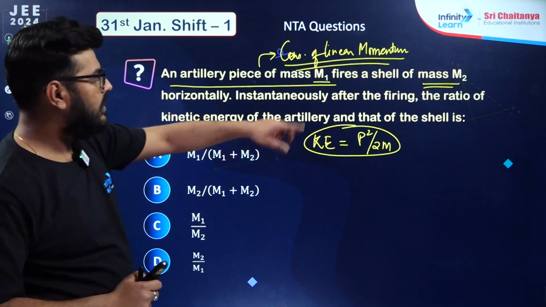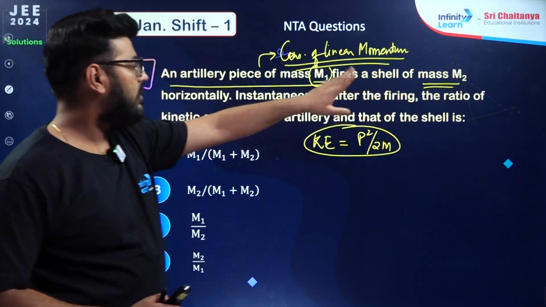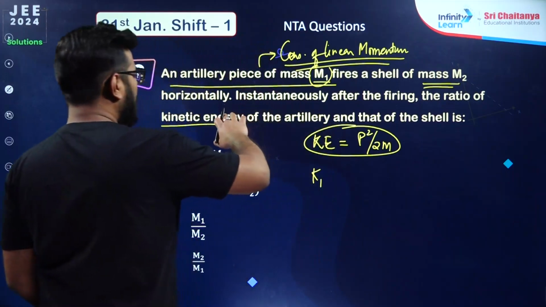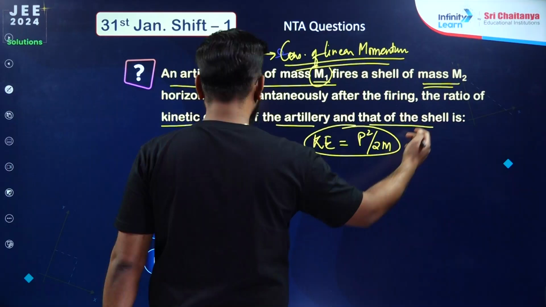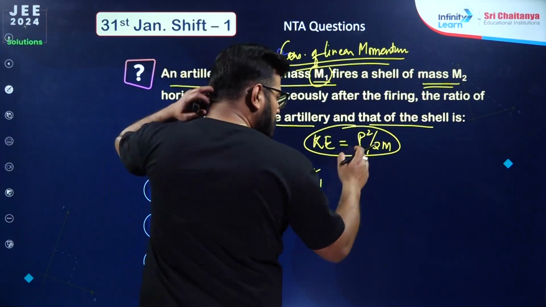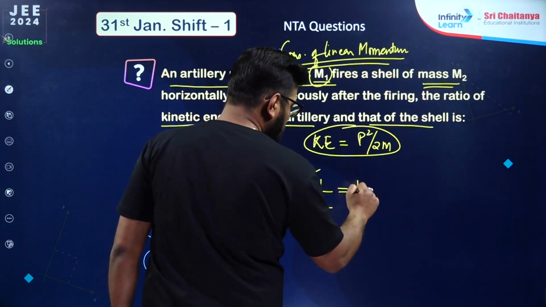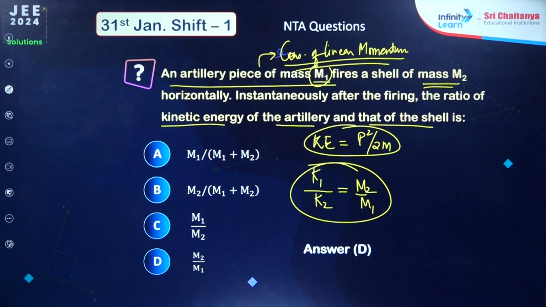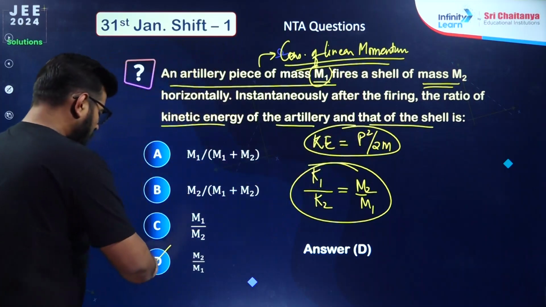So K1 is to K2 will be equal to, the artillery piece of mass m1 and shell of mass m2. The kinetic energy in the first case, when the artillery has not fired, the ratio of kinetic energy of the artillery and that of the shell is. So afterwards, the momentum is same, so K1 is to K2 will be simply m2 is to m1. Okay, so the correct answer over here is option number D, because as you can see, momentum of both of them are same. So it's only depending upon the mass, right?